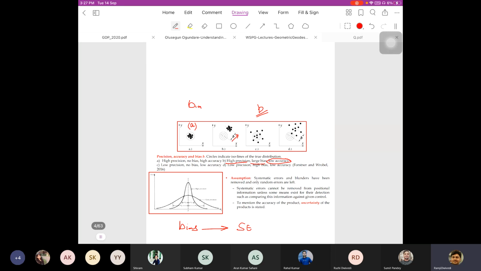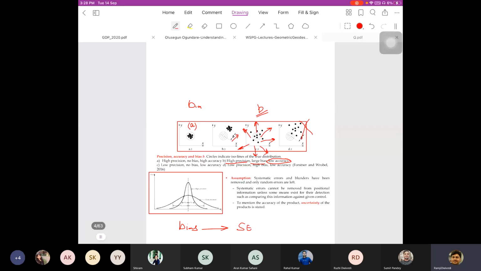The third one, obviously, is low precision, no bias, and low accuracy. Why is it no bias? Because there is no particular trend in either direction. So all observations are scattered in a uniform manner. Similarly, in the fourth case, we have a bias as well as low precision. It is highly unexpected in geoinformatics that you should work with such kind of observations.